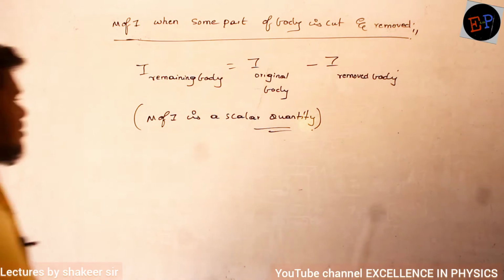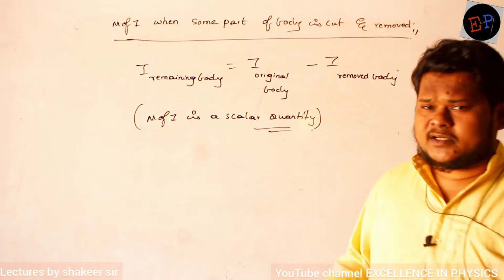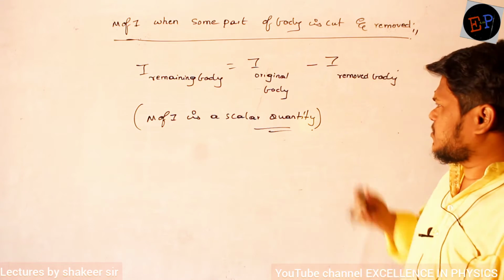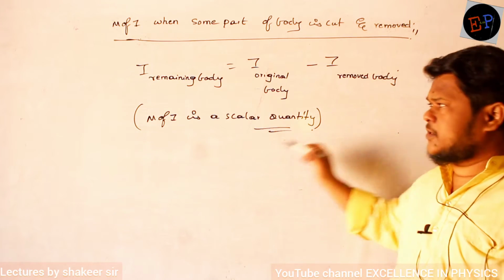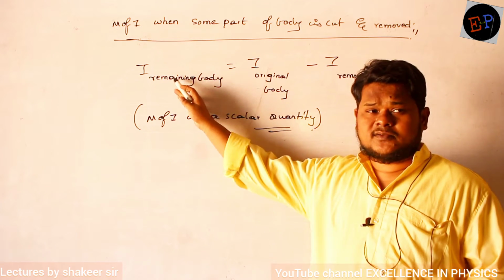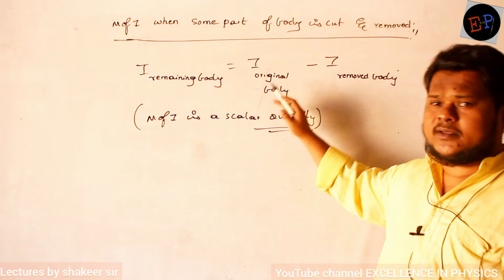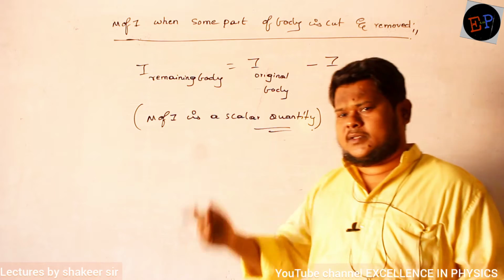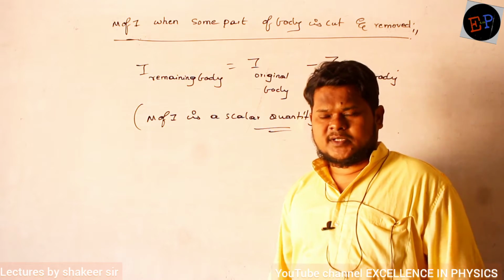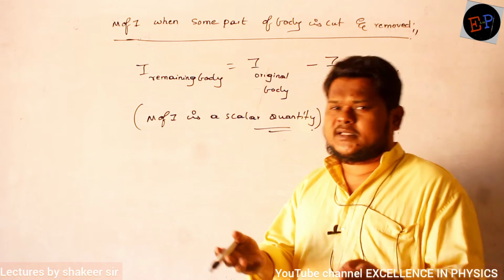Therefore, if some part of the body is cut and removed, then this is the formula I can use. Moment of inertia of the remaining body is equal to moment of inertia of the original body minus moment of inertia of the removed body. Understood? It is just like a mathematical calculation.